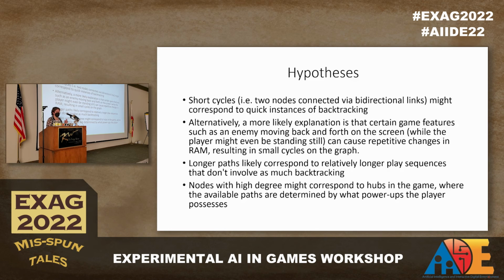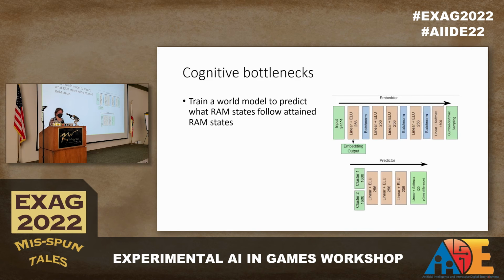What we're really interested in are these nodes with high degree that might correspond to hubs in the game, where once the player comes back with a certain power-up, that opens the door to getting to new parts of the game. And then the second part of what we were doing was looking at what we're going to call cognitive bottlenecks. That's the bottom part of this graphic right here.